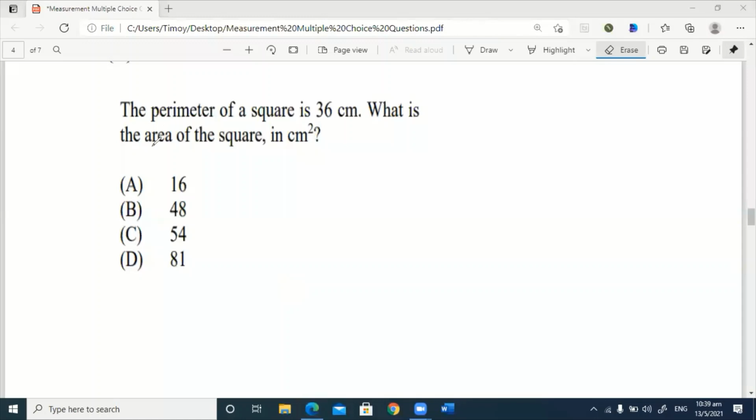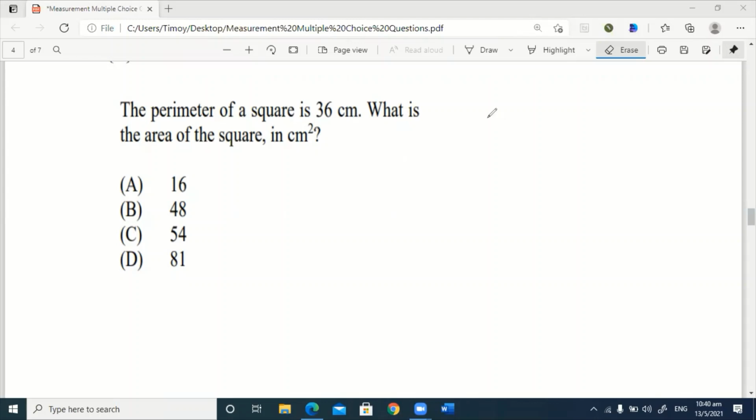To our next question. The perimeter of a square is 36 centimeters. What is the area of the square in squared centimeters? So what do they give us? This is what we know.